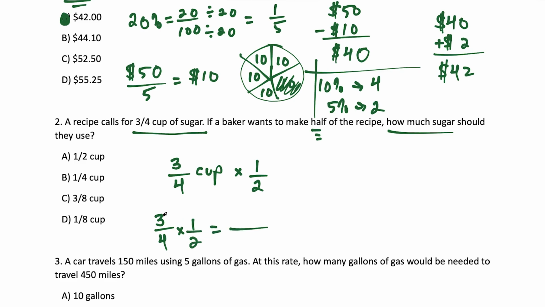And to multiply two fractions, you're going to multiply the numerators together. So you're going to do 3 times 1. And then in the denominator, you're going to multiply these denominators. You're going to get 4 times 2. And this simplifies to 3 over 8. So this tells us that the baker is going to need 3/8 of a cup of sugar. And this is going to match up with choice C.